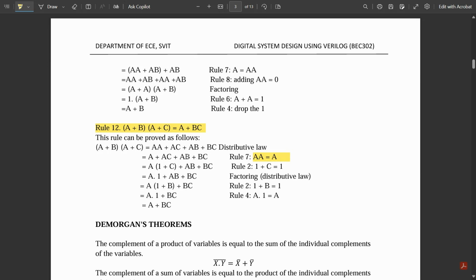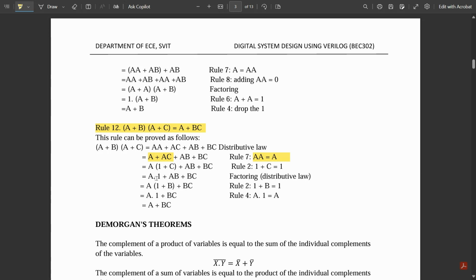Then rest all the terms as it is. And if you compare the first two terms here, in this A is common. Again, they have used distributive law. Take A common outside. We are left with 1 plus C here. So any variable, if it's added up with 1, it would be 1 itself. So 1 plus C would be equal to 1 according to rule 2. So this would be A into 1. That would be again equal to A.